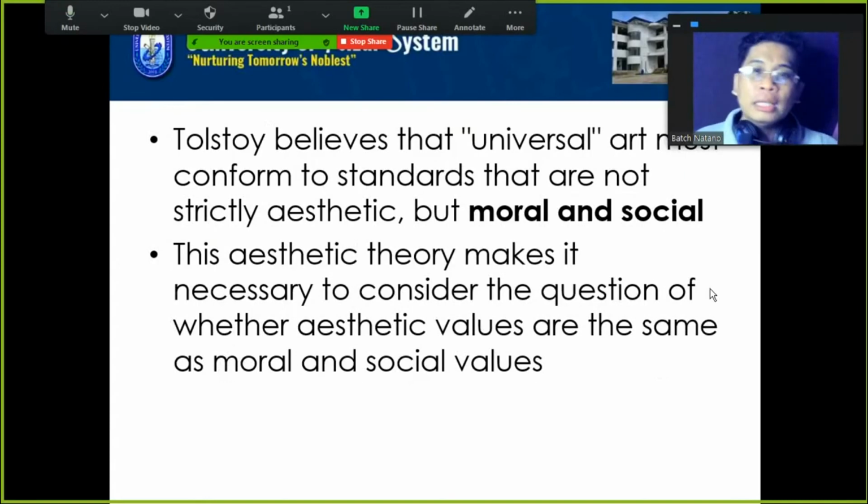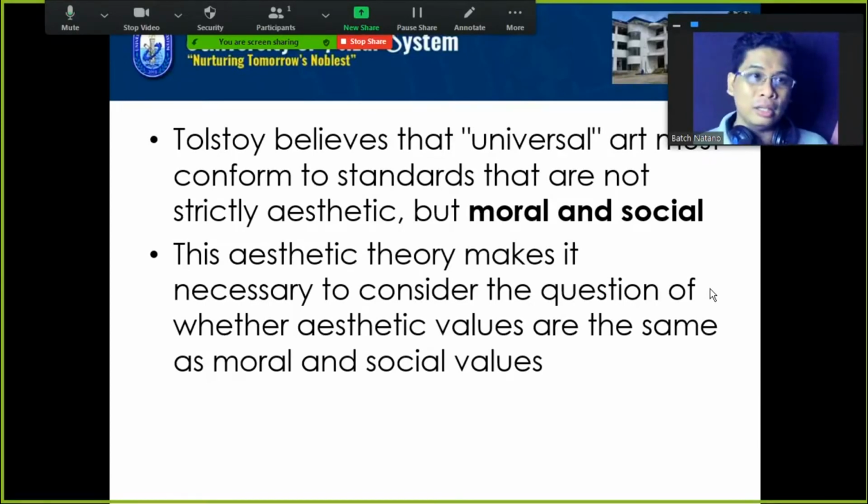Tolstoy believes that universal art must conform to standards that are not strictly aesthetic but moral and social. Kung merong standard na sineset si Tolstoy, ito yung moral standard and social standard. Kasi nga 'di ba, he is after the moral values and social values. He is after the message, he is after the content. Okay? So kung may standard man, moral standard tsaka social standard ang dapat.